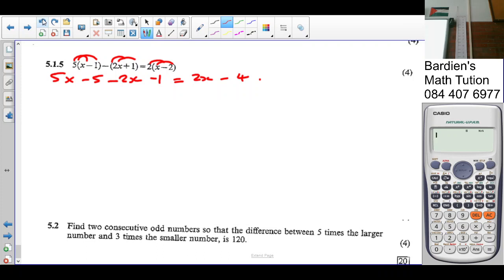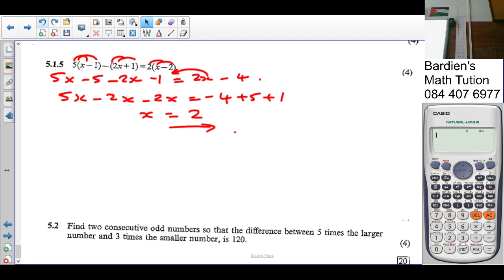X is one side, numbers the other side. So it's 5x minus 2x minus 2x, because I bring that over. Positive becomes negative. Negative 4 plus 5 plus 1. So 5x minus 2x minus 2x is x equals 2.